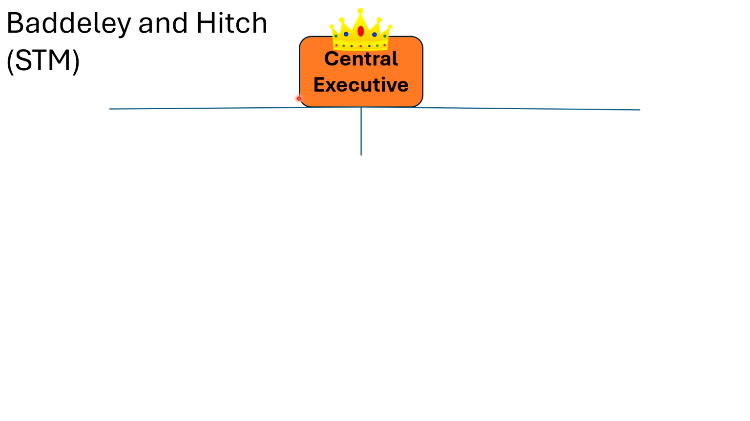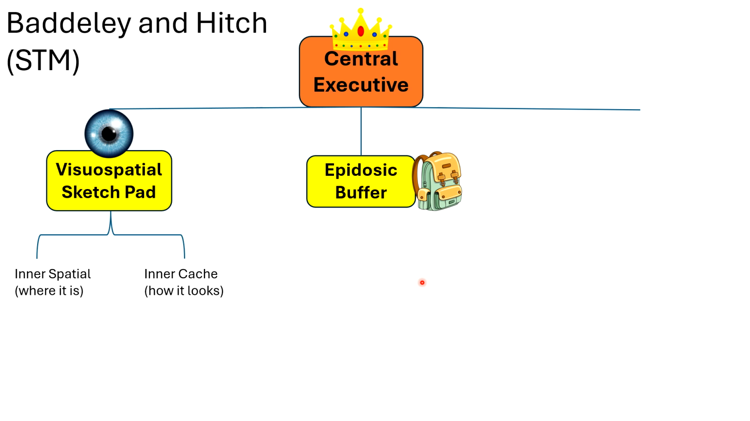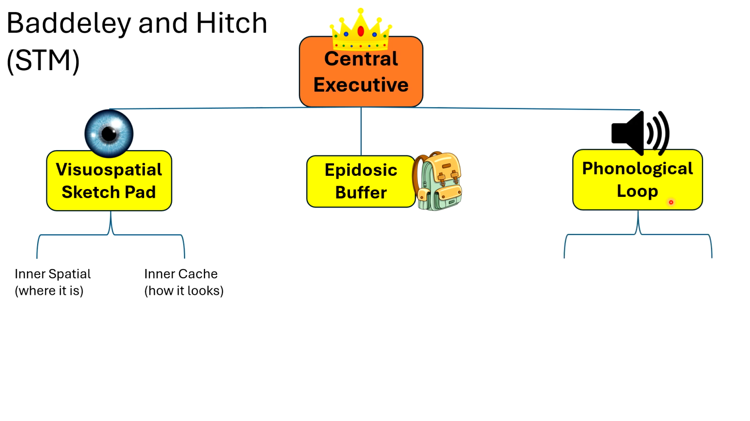Starting with the working memory model by Baddeley and Hitch that focuses on short-term memory, let's have a visual representation. The king or the CEO of this store of memory is the central executive, as shown by this wonderful crown. It controls the visual spatial sketchpad. It's, let's say, a slave system or subunit of the central executive, as are the other two that we're going to show. It's divided into inner spatial, or where something is, and inner cache, how it looks. Then there's the episodic buffer and the phonological loop.